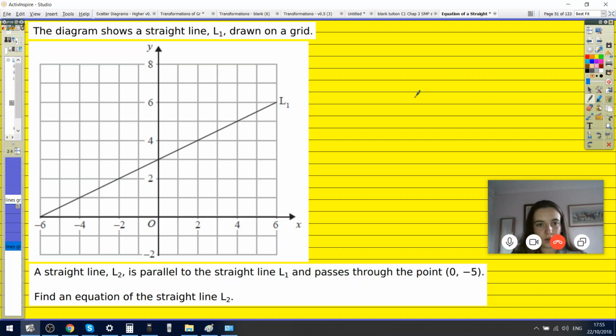So the gradient is 0.5. Say it again, sorry? The gradient is 0.5. Yeah. So equation? It's just y equals 0.5x minus 5. Yep.